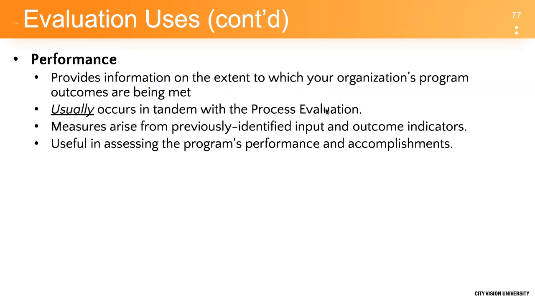If you have a really poor process, you're probably going to have poor performance as well. And the measures arise from previously identified input and outcome indicators. Now, we've talked about outcome indicators. The input indicators I briefly mentioned in prior lessons, but your input indicators are being able to say how many of something I need to carry out this activity. And that may change depending on the number of activities or the number of people that participate in those activities. And lastly, it's useful in assessing your program performance and accomplishments.